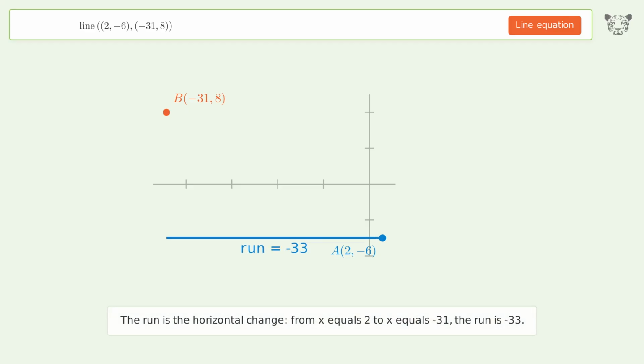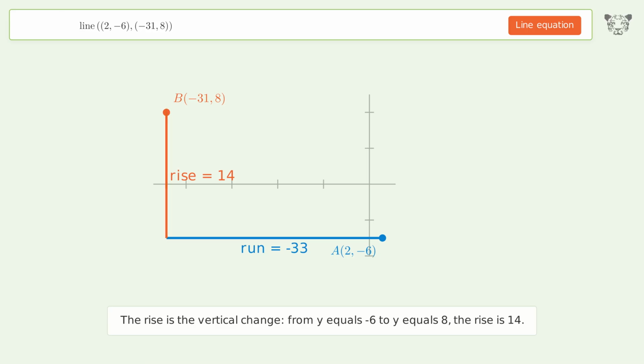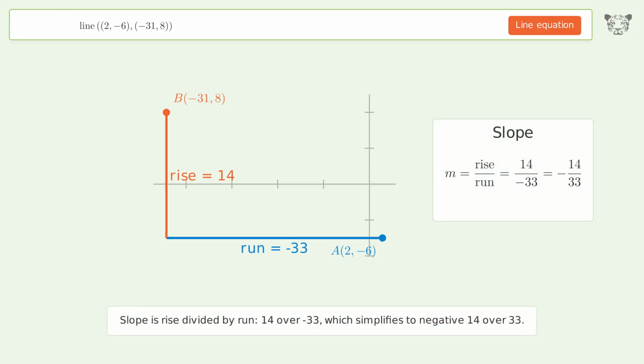The run is the horizontal change, from x equals 2 to x equals -31, the run is -33. The rise is the vertical change, from y equals -6 to y equals 8, the rise is 14. Slope is rise divided by run, 14 over -33, which simplifies to -14 over 33.